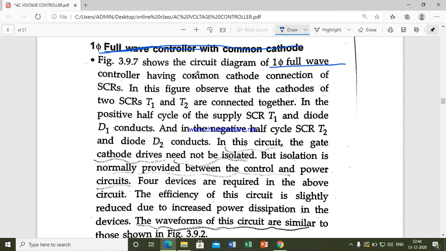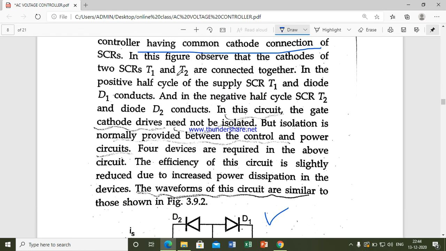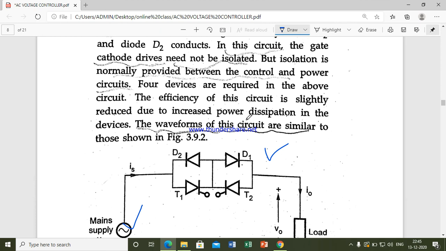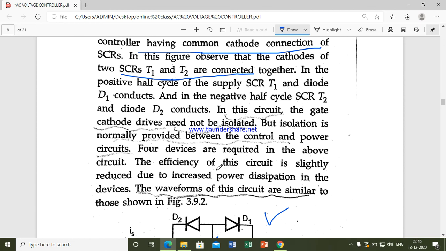Single phase full wave controller having common cathode connections of the SCRs. You can see that the cathodes of SCRs T1 and T2 are connected together. This is anode and this is cathode; this is anode and this is cathode. This cathode and this cathode are connected, so it is called a common cathode. In the positive half cycle of the supply, T1 and diode D1 conduct. In the negative half cycle, T2 and D2 conduct.